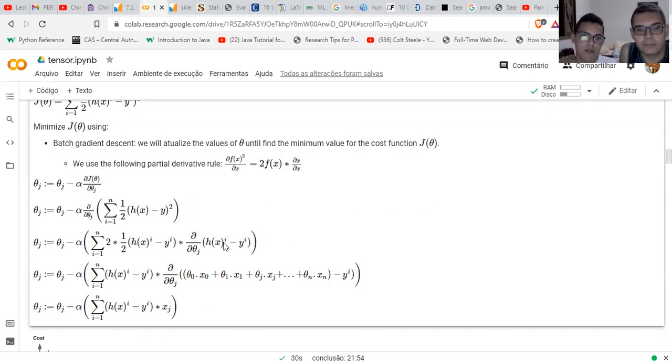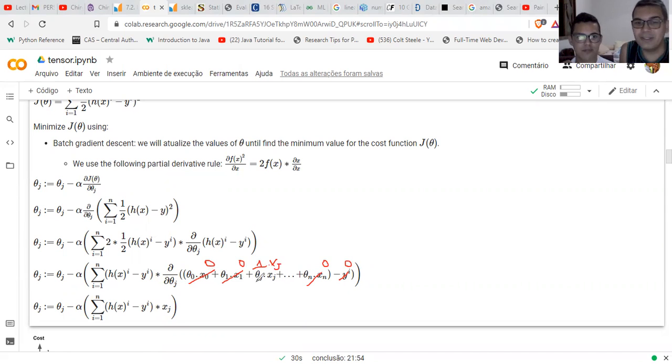Remember that our h of x is the sum of all the inputs times the theta, that's our parameters. Knowing that it's only derivative by theta j, only this one is going to have a value for us. The rest will be equal to 0, because the derivative of a constant is equal to 0. So you're derivating only looking at the xj. All of the others are set to 0. And we have that the derivative of theta j is equal to 1, and xj is xj.